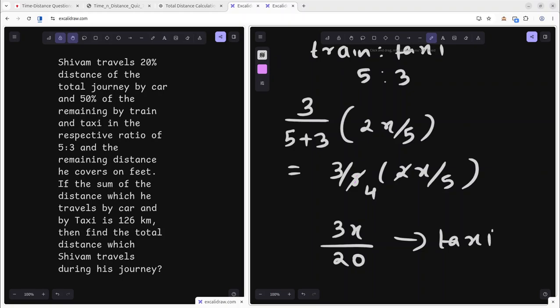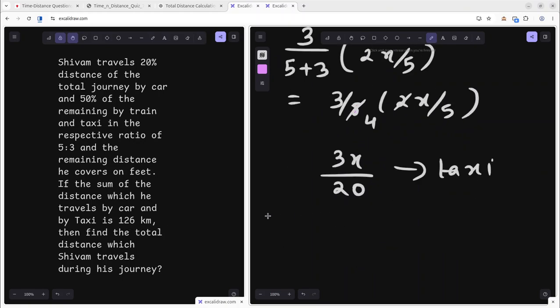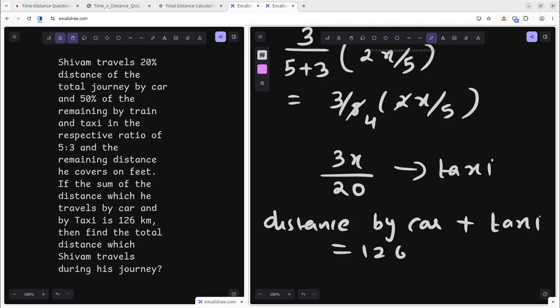I hope you guys got this far. Let us move to the rest. Now we have an equation. If the sum of the distance which he travels by car and by taxi is 126 km, so distance by car and taxi equal to 126 kilometer. This is our equation.